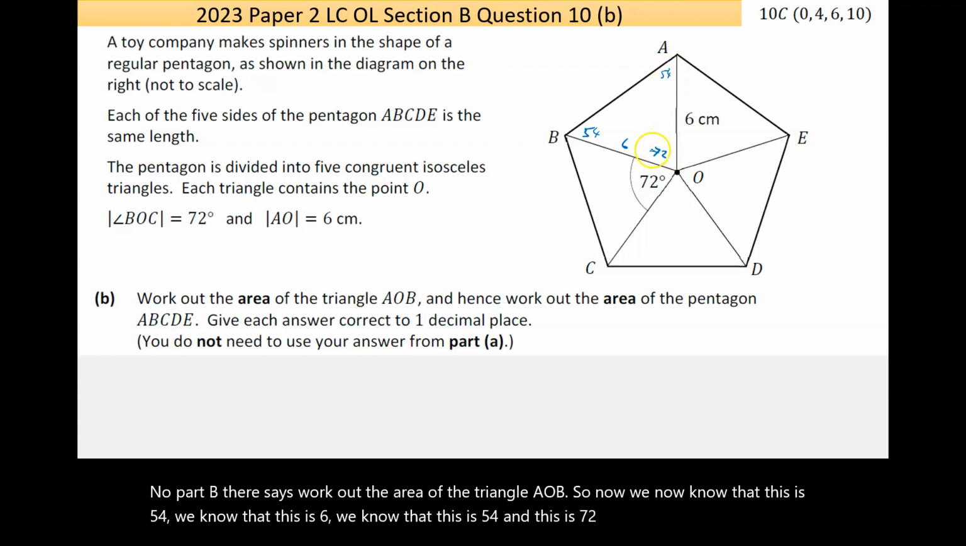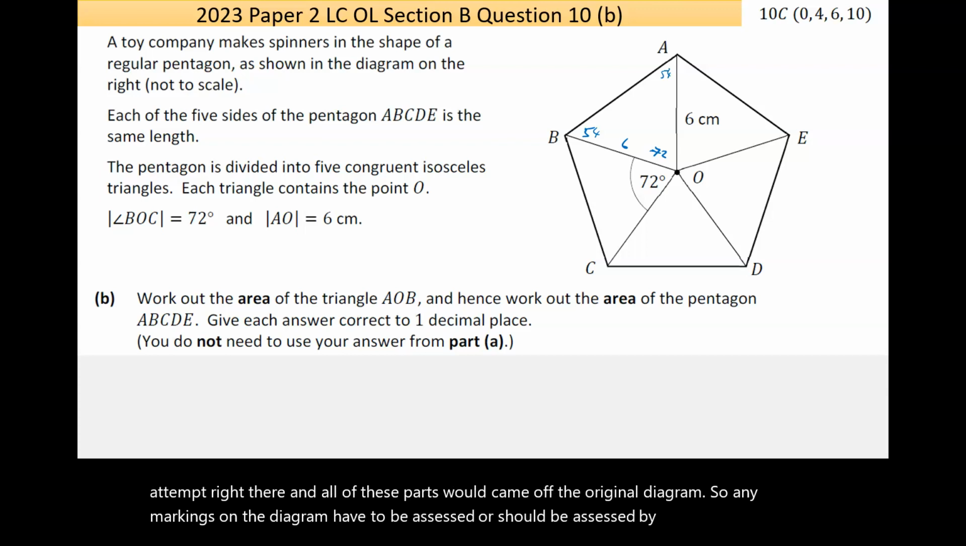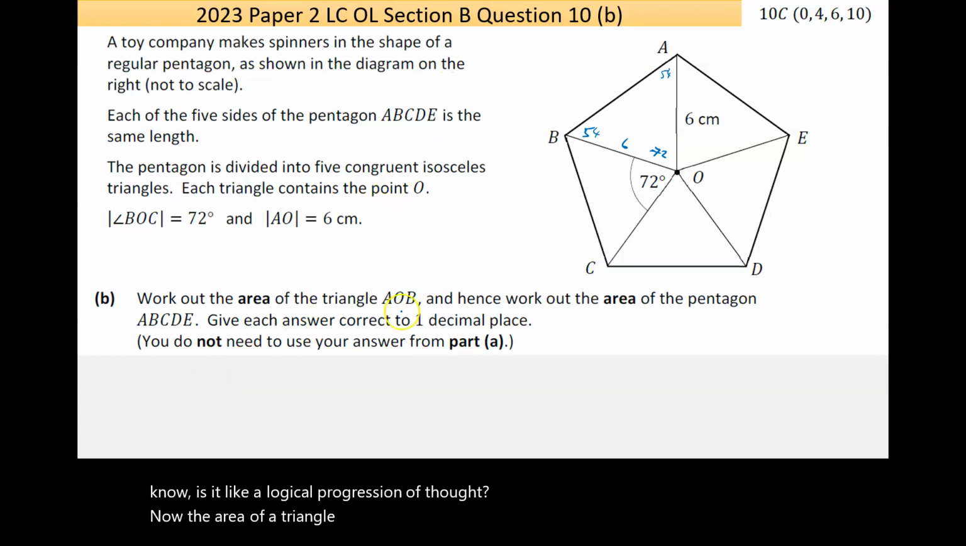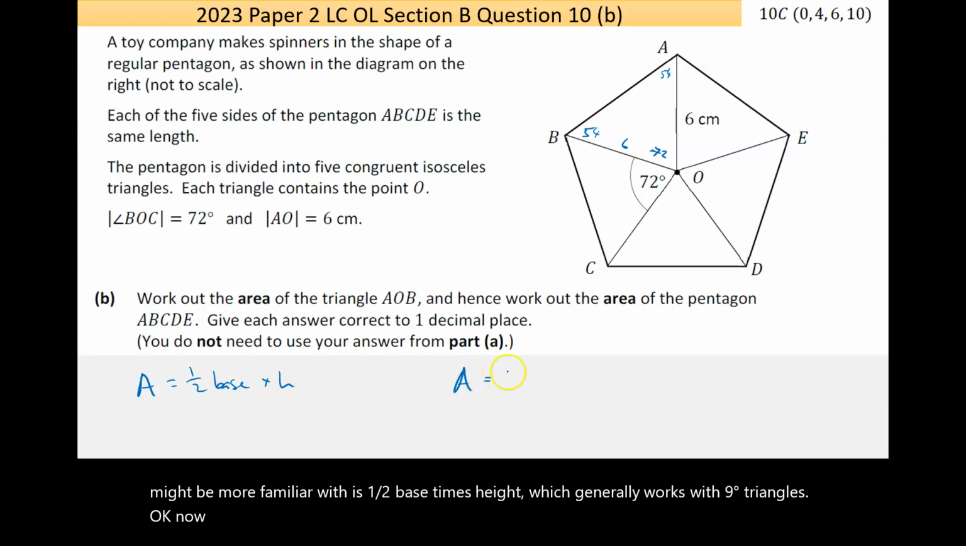So look, I definitely have the attempt right there. And all of these parts would have come off the original diagram. So any markings on the diagram have to be assessed, or should be assessed by the grader, for is it a logical progression of thought? Now, the area of a triangle formulas, I suppose there's a few of them, but the one that you might be more familiar with is half base times height, which generally works with 90-degree triangles. Okay. Now, the other one, and you'll see this in the book, is half AB sine C.